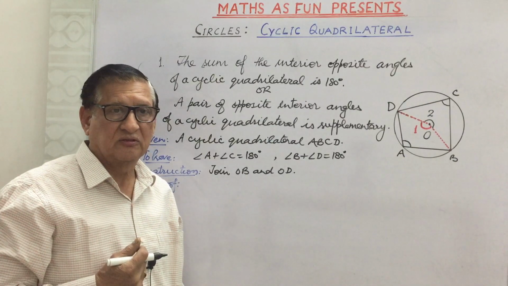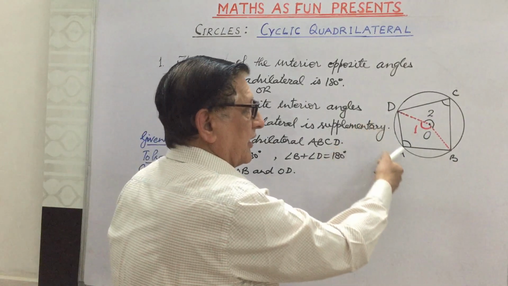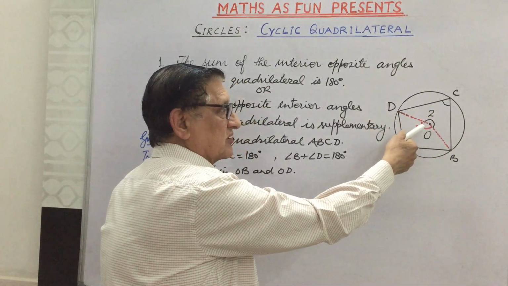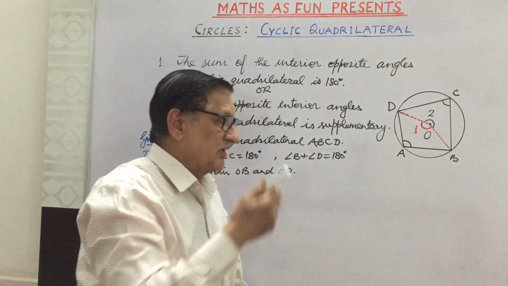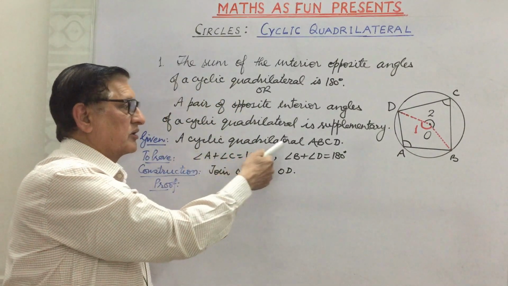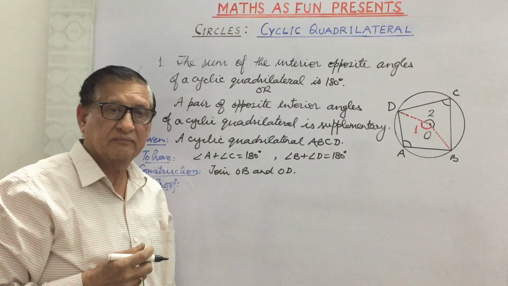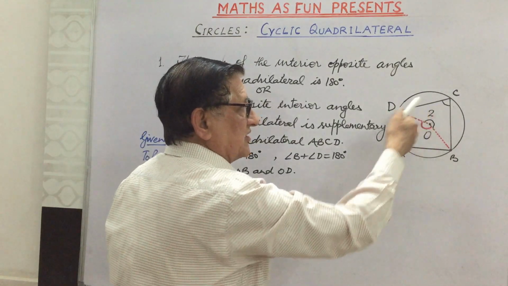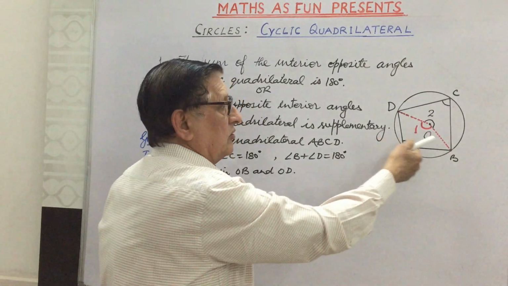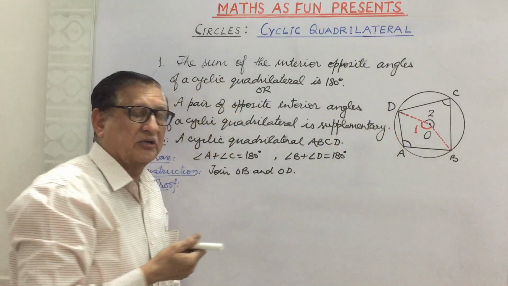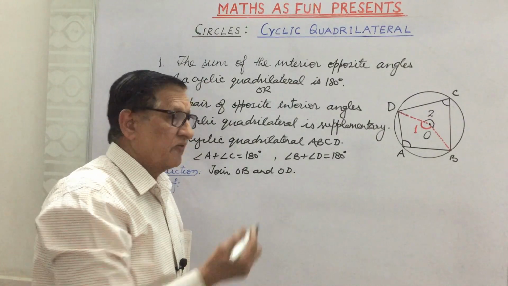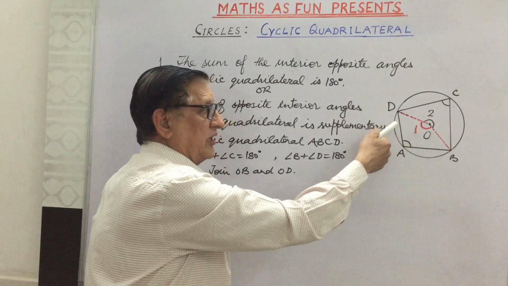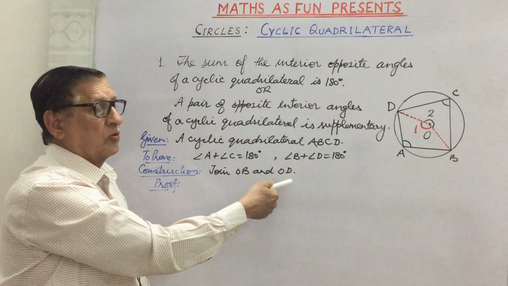How to prove this? First we have to draw a diagram. A diagram is here: a cyclic quadrilateral A, B, C, D. O is the center of the circle. What is given to us? A cyclic quadrilateral A, B, C, D. What we have to prove: angle A plus angle C is 180 degrees and also angle B plus angle D is 180 degrees. Construction: we join the center to the vertices B and D. So we write join OB and OD.